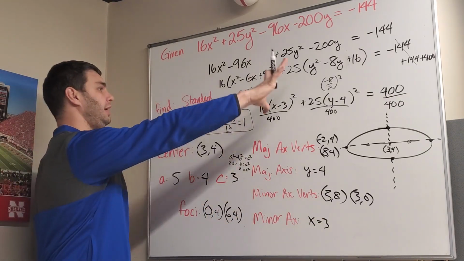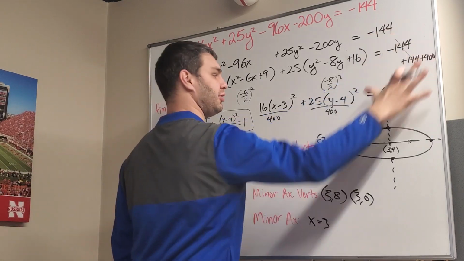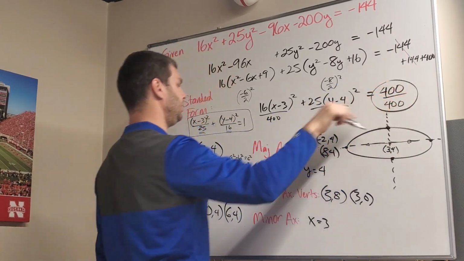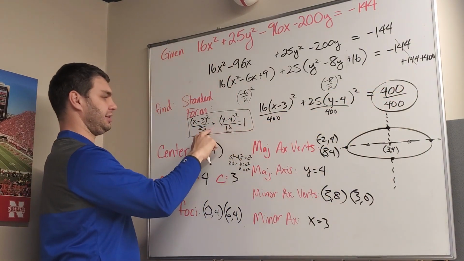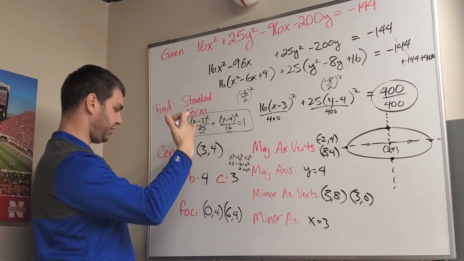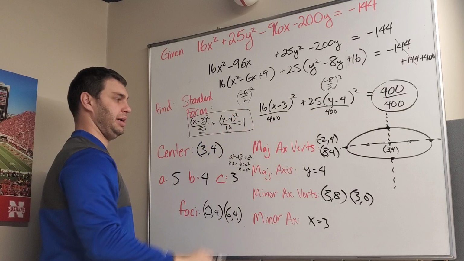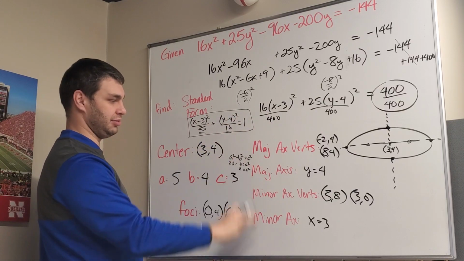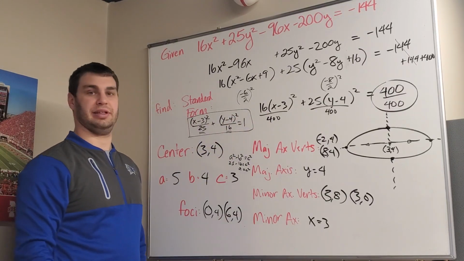We completed the square. We moved this over since this has to equal 1 on this side. And then that gave us our denominators, our a squared and our b squared, if you will, for our a, b's, and c's, our foci, major and minor axes, and our major and minor vertices of this ellipse.